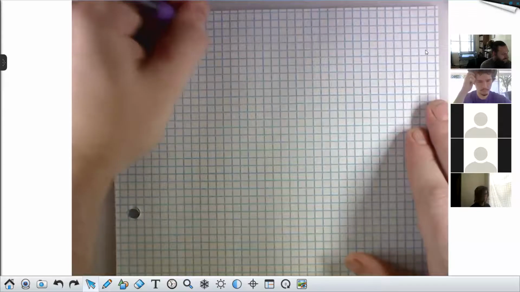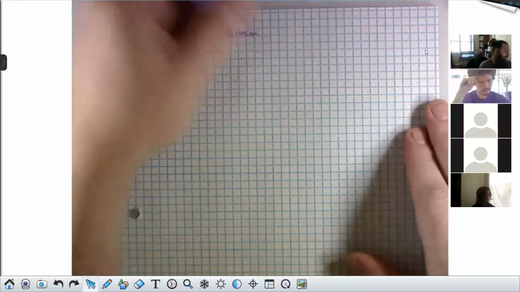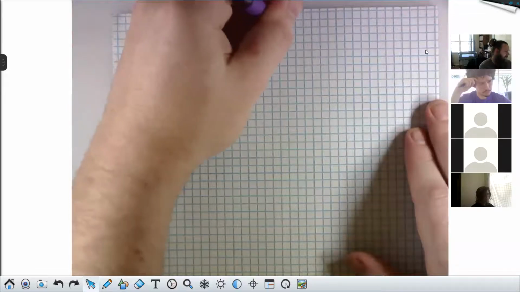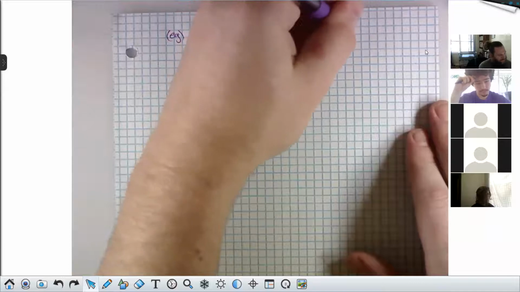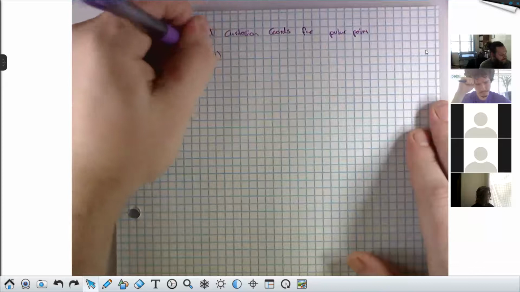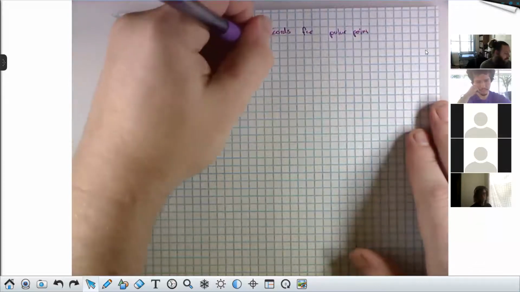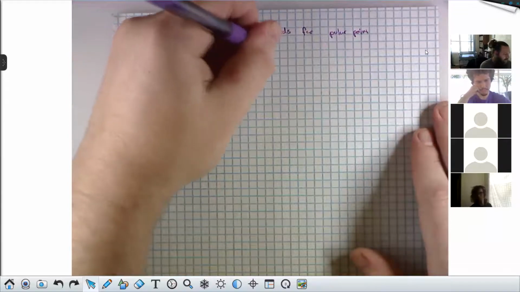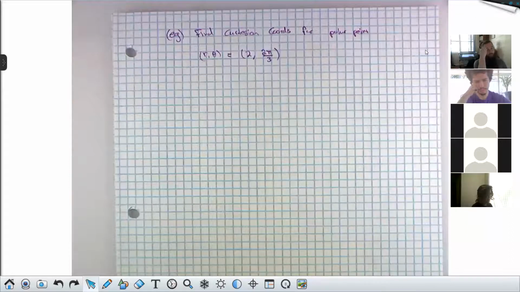So to find the Cartesian coordinates for the polar point r comma theta equals, let's do 2 comma 2 pi over 3. I find it helpful to draw the picture.